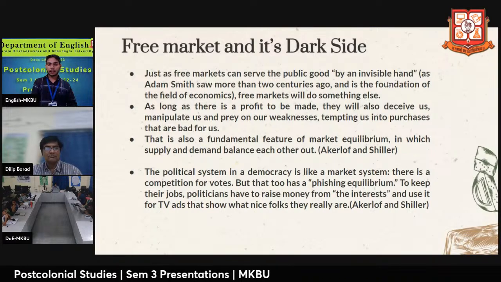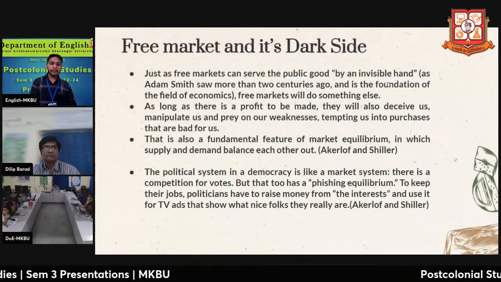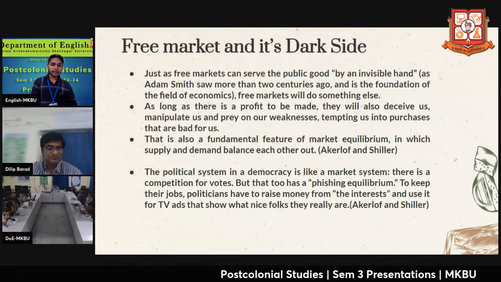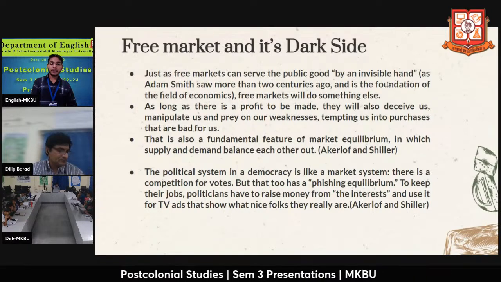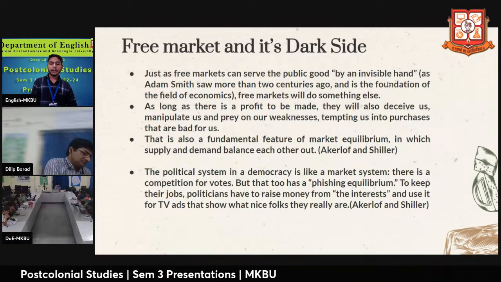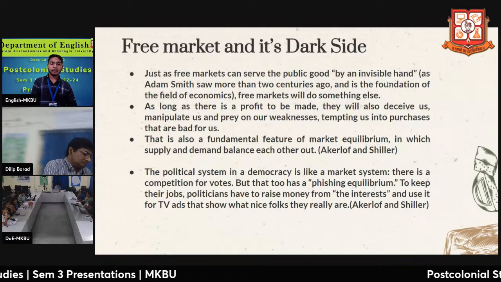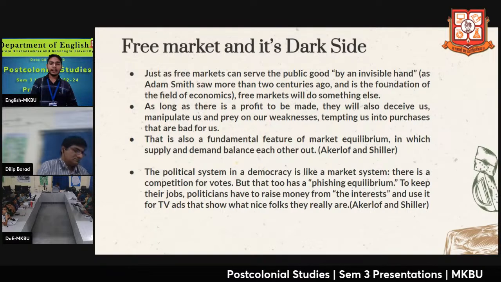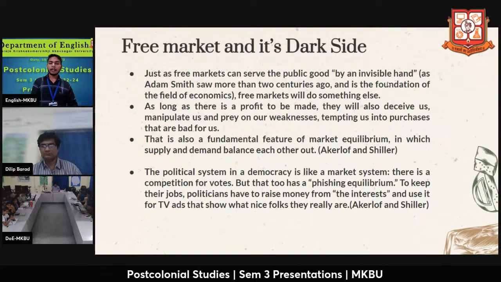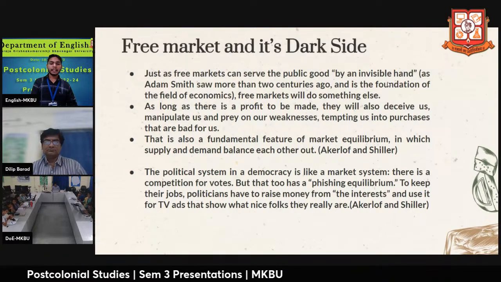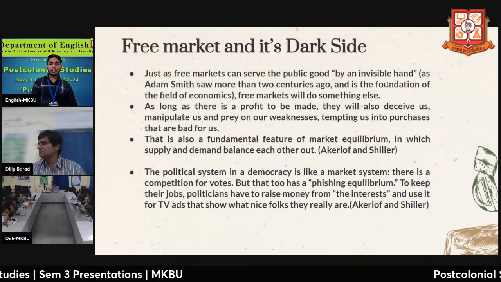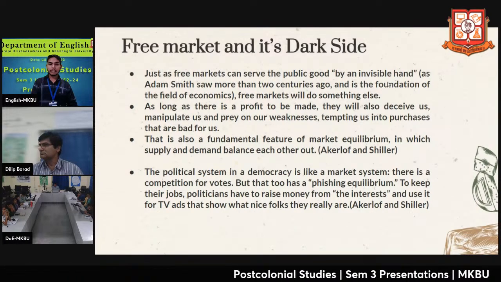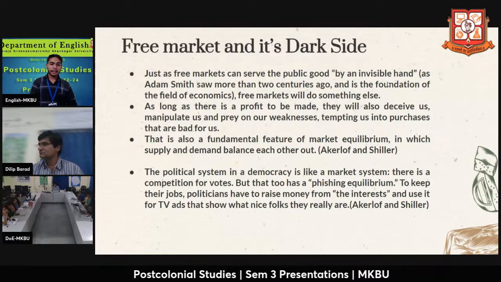And it will allure people and do everything to make progress. That is also a fundamental feature of market equilibrium, in which supply and demand balance each other out. It will create a chain of supply and demand, and the demand will be increasing day by day, and they will also do this supply. That's how this chain will increase.